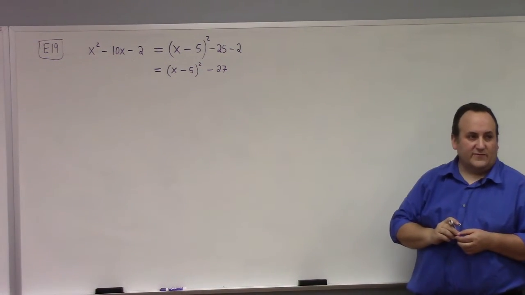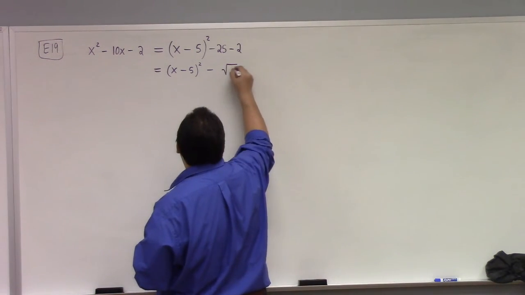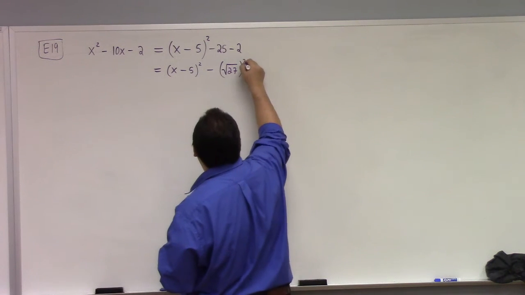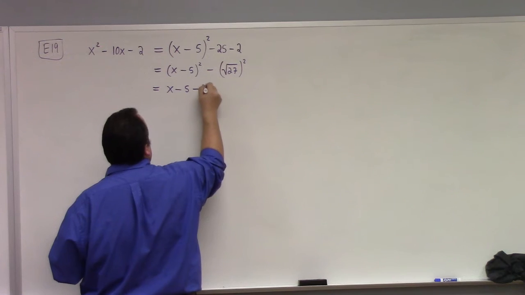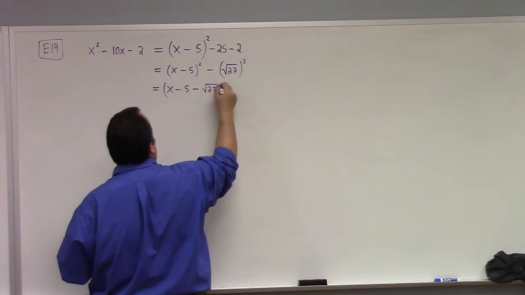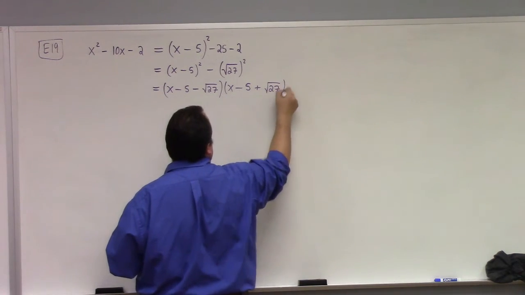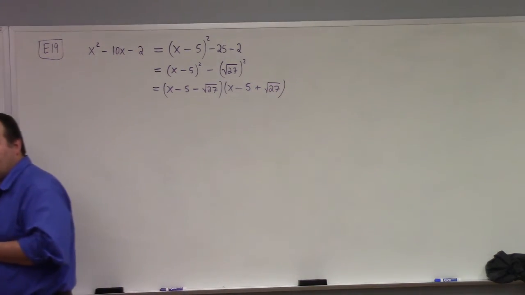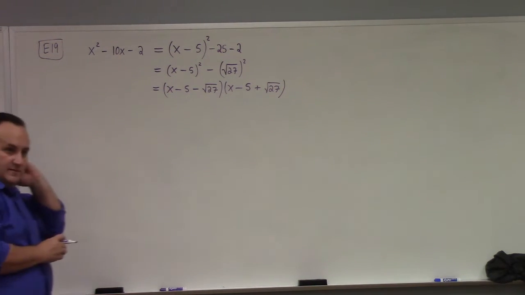Right? But I can think of 27 as a square. 27 is really the square root of 27 squared, right? And so what do I got? I've got x minus 5 minus the square root of 27, x minus 5 plus the square root of 27. So I have factored the quadratic using completing the square.